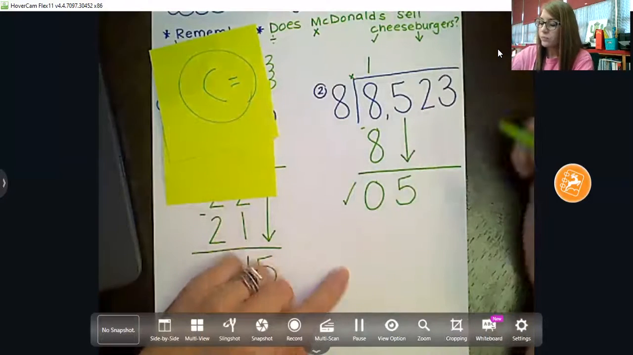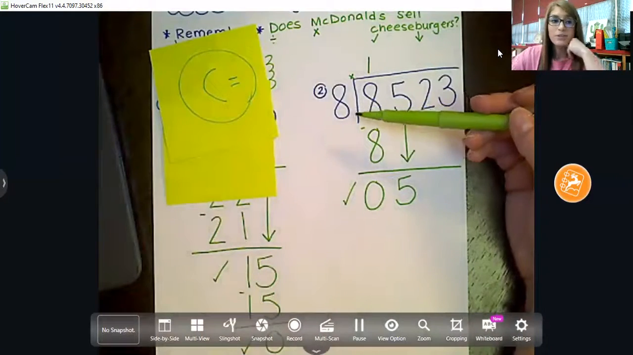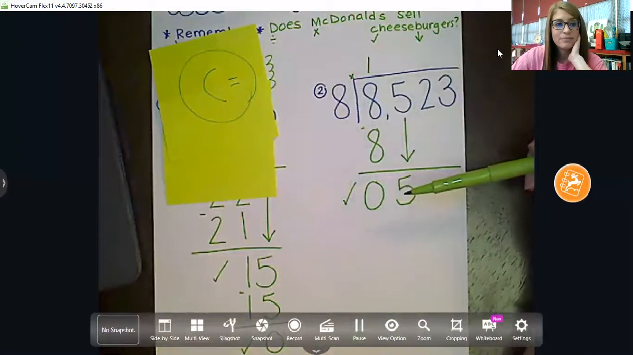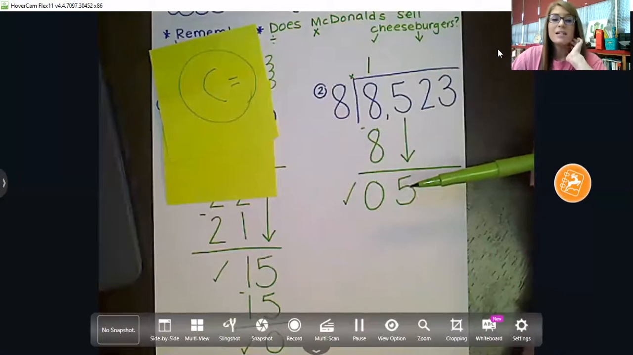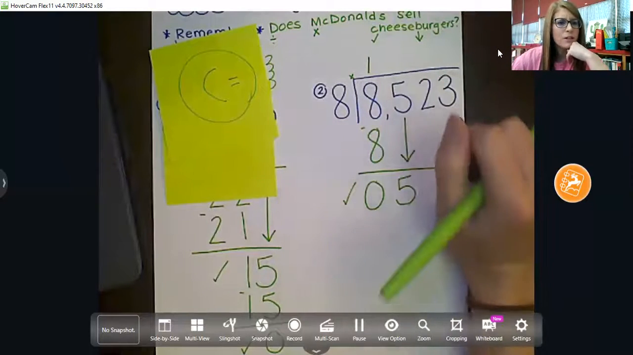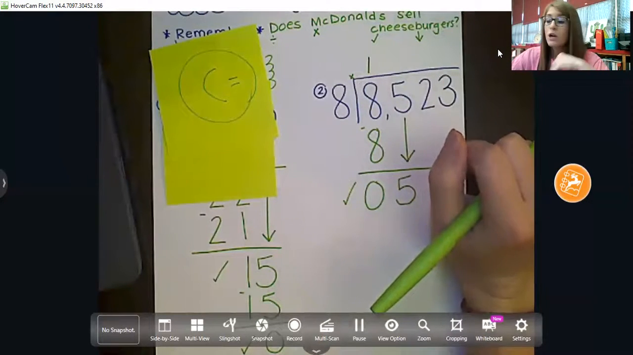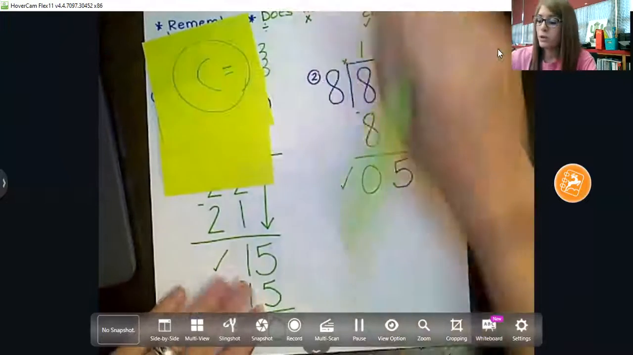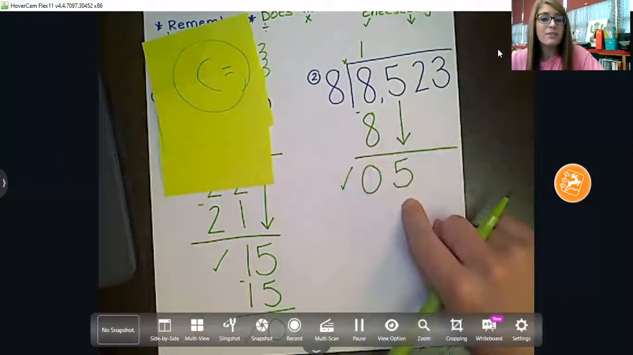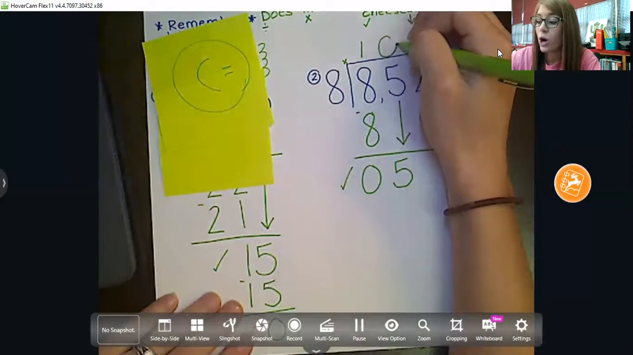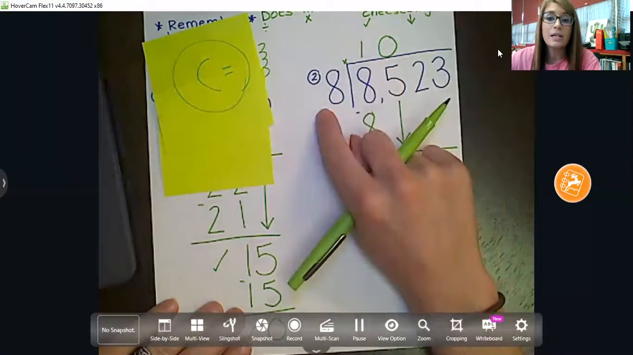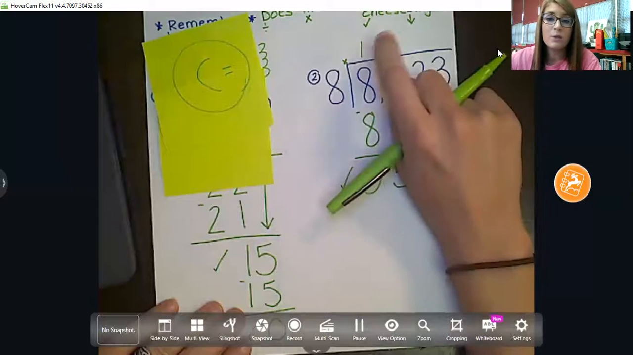Okay. So now look what I've got here. Can 8 go into 5? It cannot. Here's the thing though. Am I going to put an X in the middle of my number I've already started creating? No. So what I'm going to do is I'm going to say 8 cannot go into 5. So 8 goes into 5 0 times. Okay, you can do this in the middle of a number. 8 goes into 5 0 times.